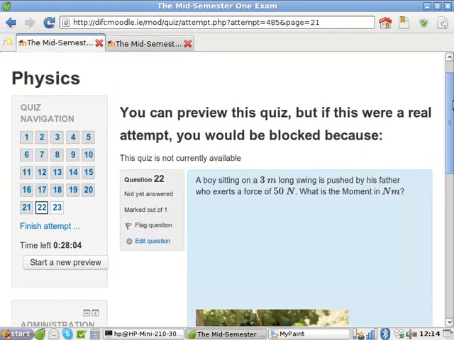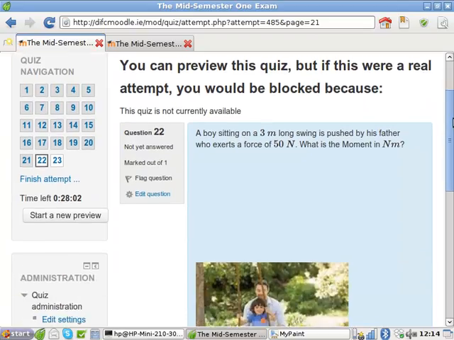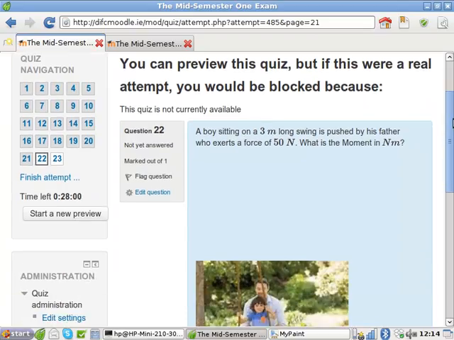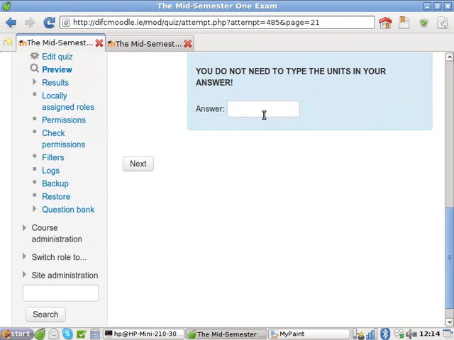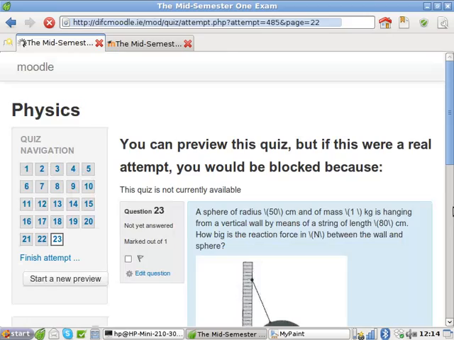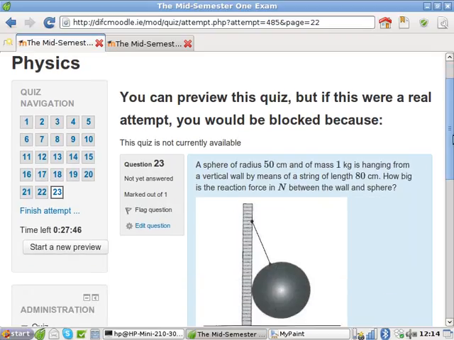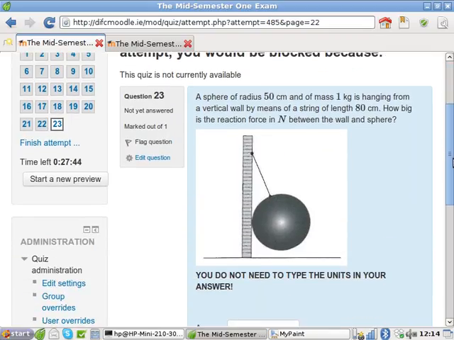A boy is on a 3 meter, well, this one is straightforward. The turning force is force by distance. The force is 50, the distance is 3, so what's the turning force? 150. And the last one, for me, is three-force theorem.